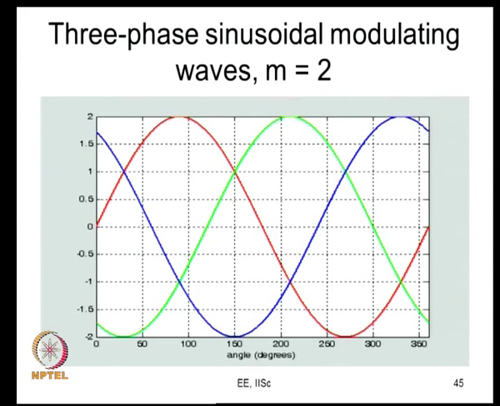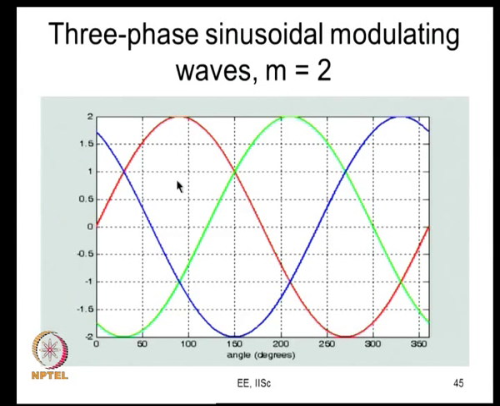So, let us look at the particular case of m equal to 2, where you can see that this is the peak of the carrier, you are going twice the peak of the carrier now. So, what is happening is, this is 0 to 30 degree, from 30 degree to 150 degree the R phase modulating signal is higher than the peak.